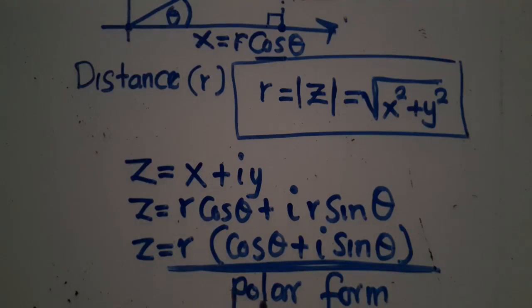So if you are able to see certain things here, we've got r there. What is our r? Radius. I've given you the formula to use. The other thing remaining is the angle there. How do you find the angle?